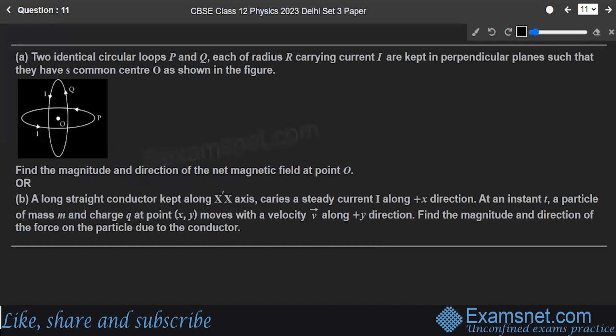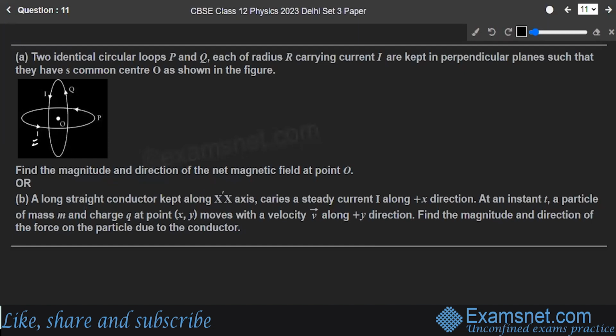Question number 11, two identical circular loops P and Q, each of radius R carrying current I, are kept in perpendicular planes such that they have a common center O as shown in this figure. So you have to find the magnitude and the direction of the net magnetic field at the point O. See, you are having two coils, P and Q. In P, current is in the anti-clockwise direction, as you can see from here. This is the direction of the current.